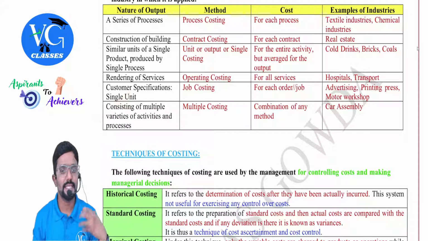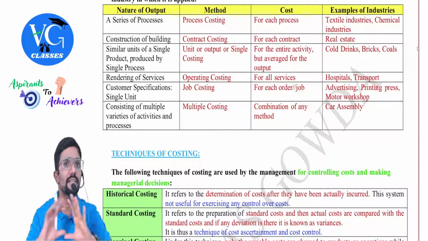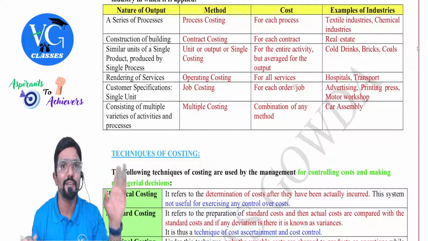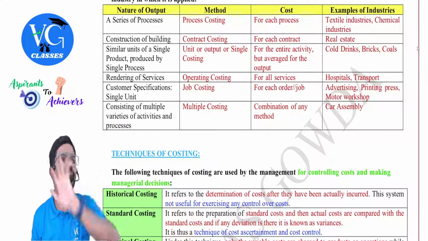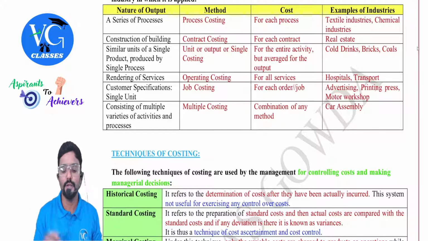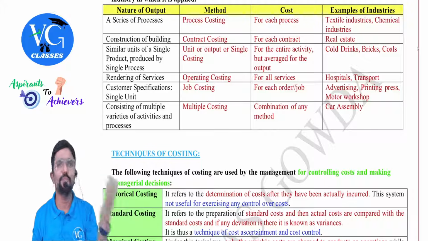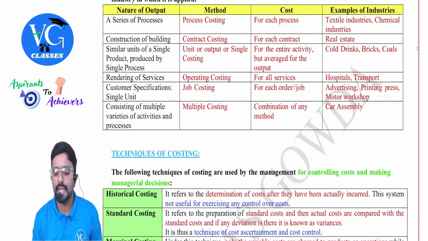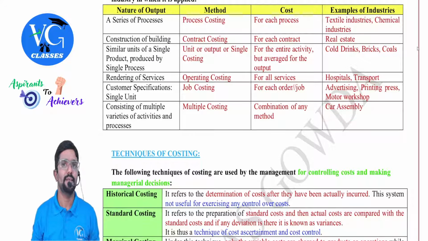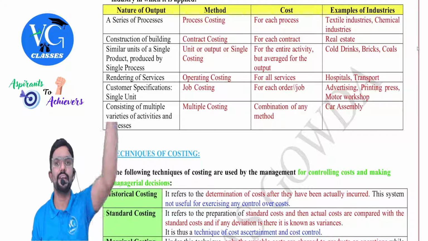Last one, consisting of multiple varieties of activities and processes, which is the suitable method? Multiple costing. Multiple costing is not a separate method of costing, guys. When you are following two or more, we call it multiple costing. Is it a separate method of costing? No. It is a combination of any methods like unit, batch, or job, anything like that. Example is cars.